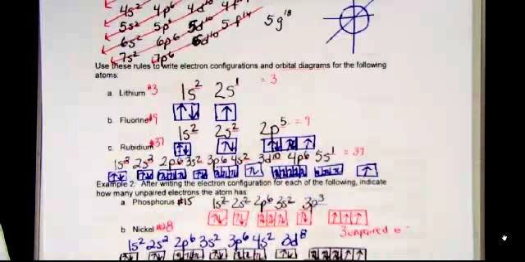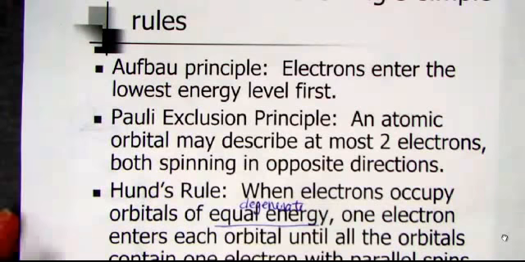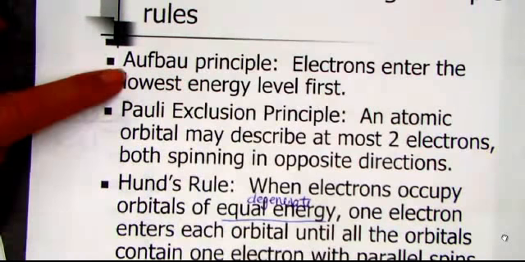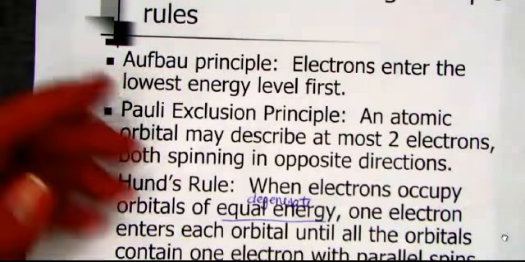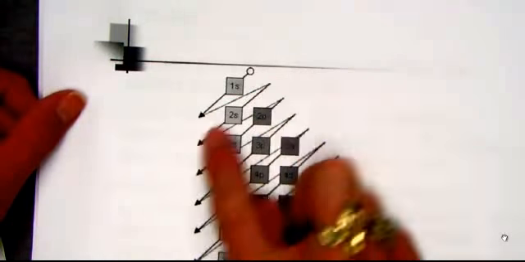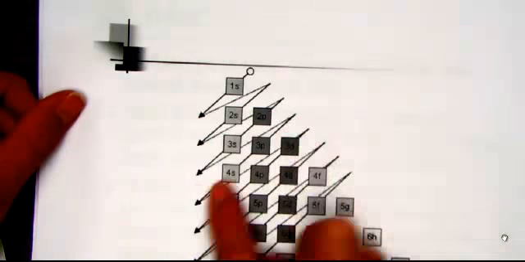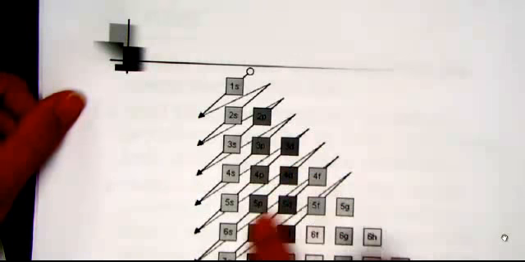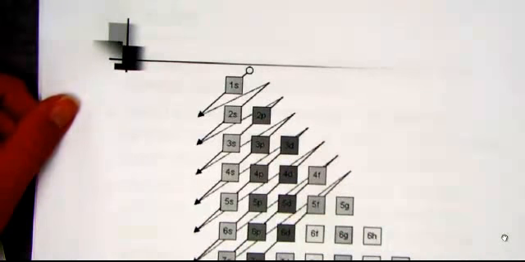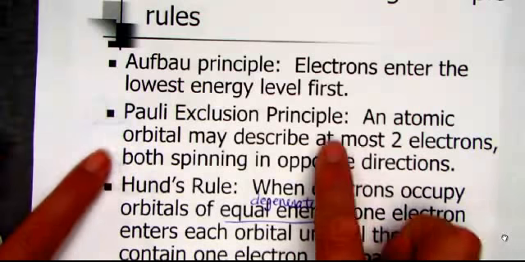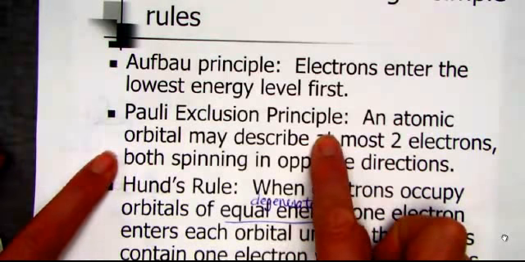Before we flip over, let's take a quick peek at what we've learned. There are 3 general guidelines to help us follow electron configuration rules. The Aufbau principle, follow the diagonal arrows. When we write out our electron pyramid, the Aufbau principle shows us the lowest energy level is on a diagonal line in our pyramid. The Pauli exclusion principle.